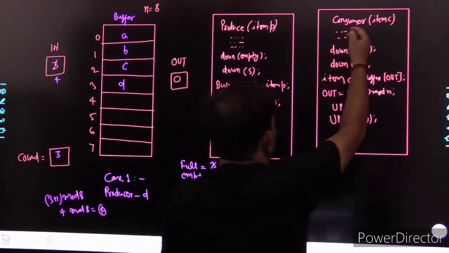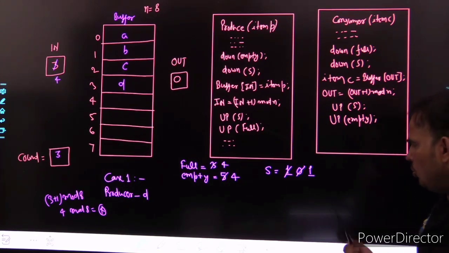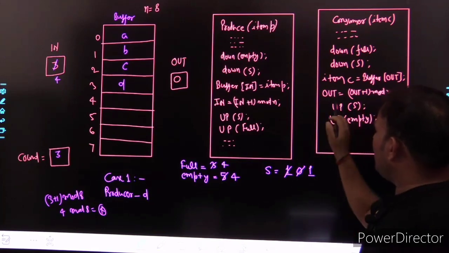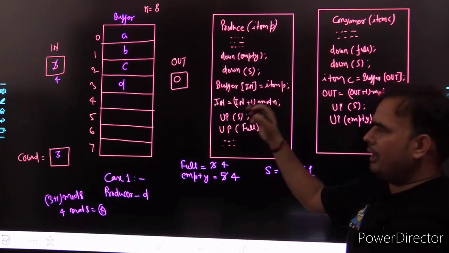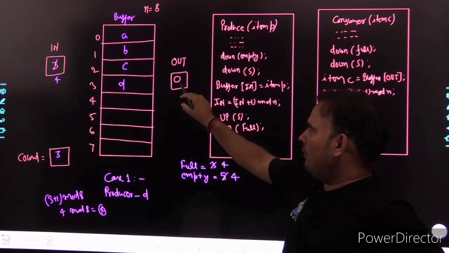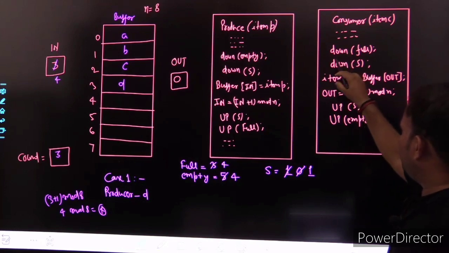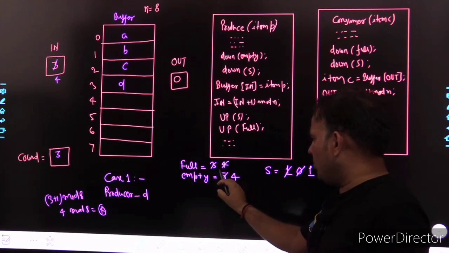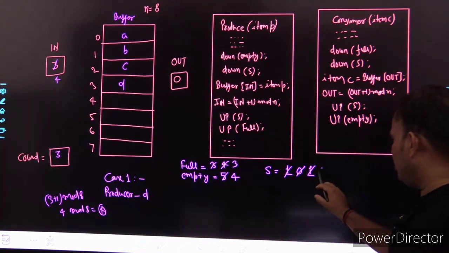Now the consumer comes and wants to consume an item, my dear friends. The consumer uses the out variable to know from which slot it can consume the item from the buffer. The out variable value is 0, so from slot 0 it can consume the item. So it will perform down full. We will down this full 3. Down S, we will down this S to 0.